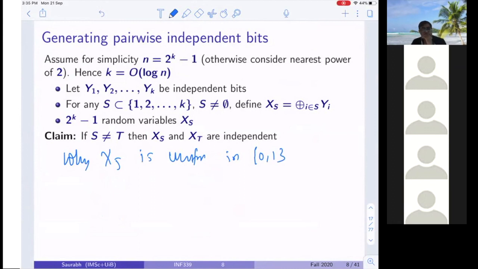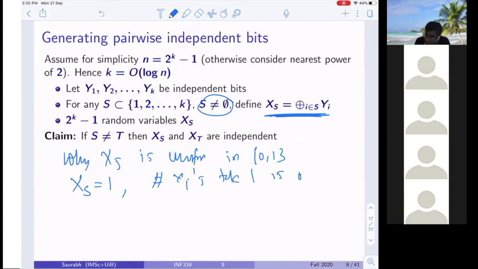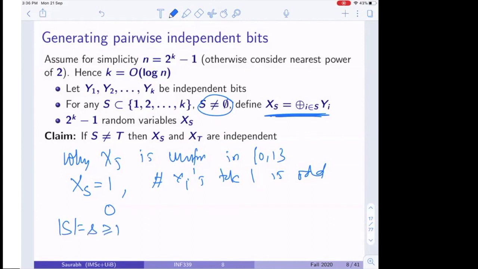So recall, what did we say? S is not equal to phi. Another way of writing Xs: Xs will take 1 if the number of yi's that take 1 is odd, and 0 otherwise. Suppose the size of S is s, which is greater than or equal to 1. Now, what are the possible values Xs can take? 0 and 1. How many instantiations of yi's are there for which it will take 0?